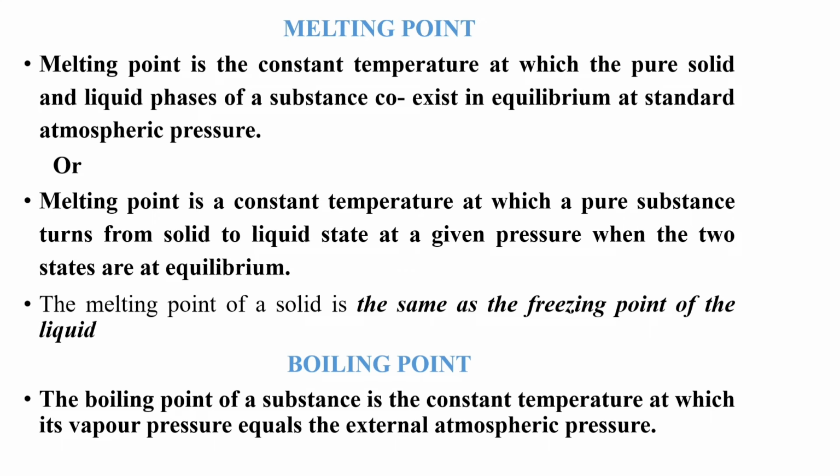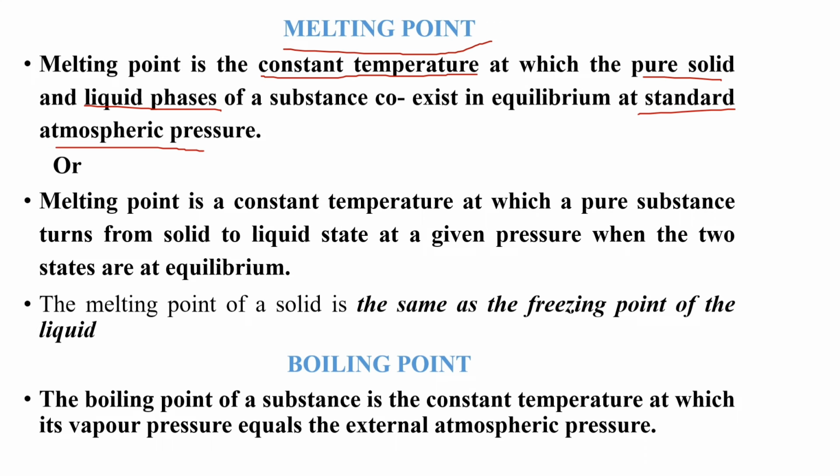Before we dive into this, let us first define what we mean by melting point. Melting point is the constant temperature at which a pure solid and a liquid are in equilibrium with each other. As the solid melts to a liquid, it must do so at a constant atmospheric pressure. The standard atmospheric pressure is 760 millimeter mercury, or 1 atmosphere, or 101,325 pascals or Newton per square meter.